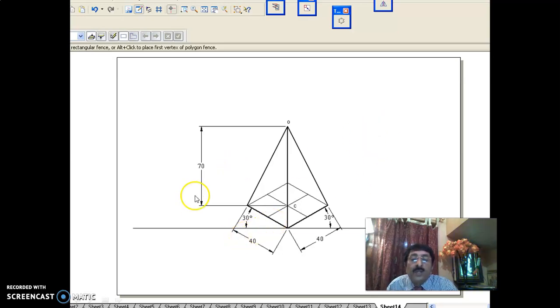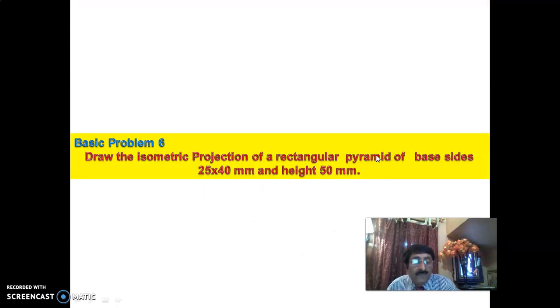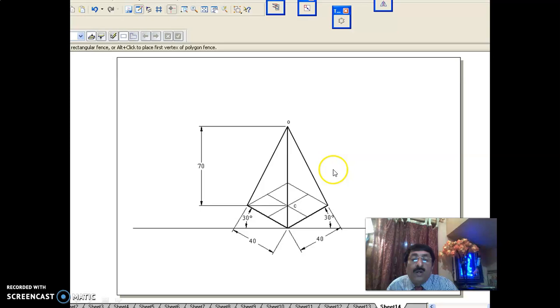Okay, isometric view. In case you select the entire object using the scale command and multiply by 0.816, all these dimensions will be reduced. This 40 will be 40 into 0.816, this will be 40 into 0.816, this will be 70 into 0.816. And the reduced object, we will call it the isometric projection. Now, that means here I have not done isometric projection. You can call this the isometric view only.